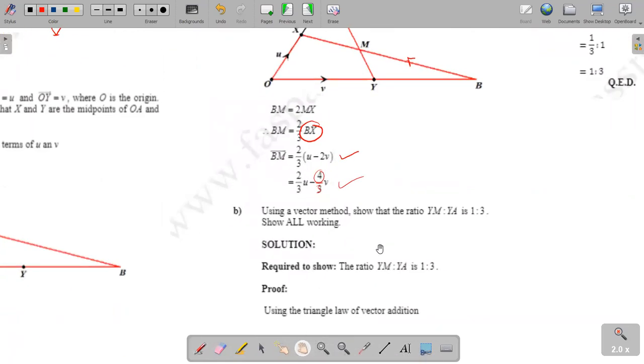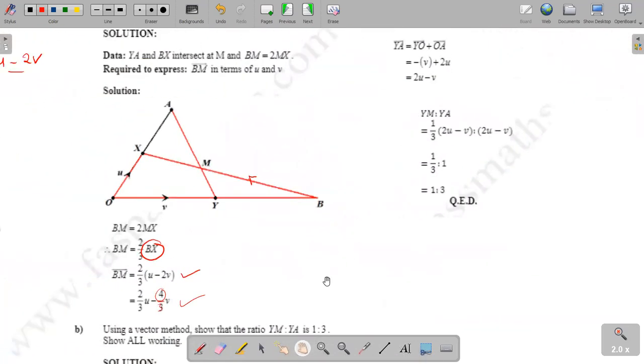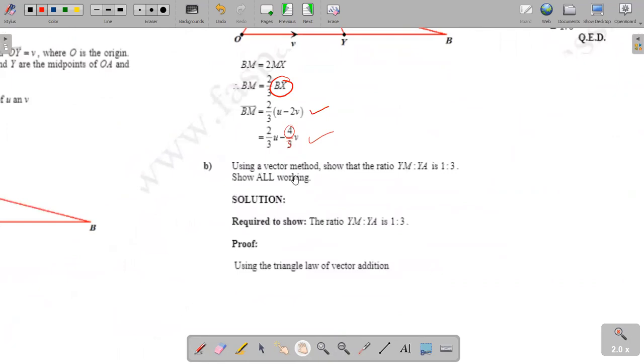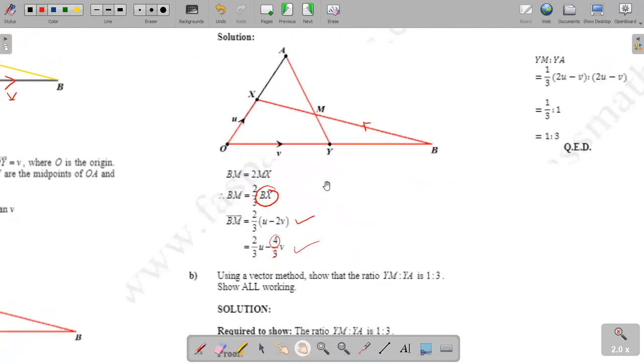So that's it. So the last question now: using a vector method, show that the ratio YM to YA is 1 to 3. Where is YM?